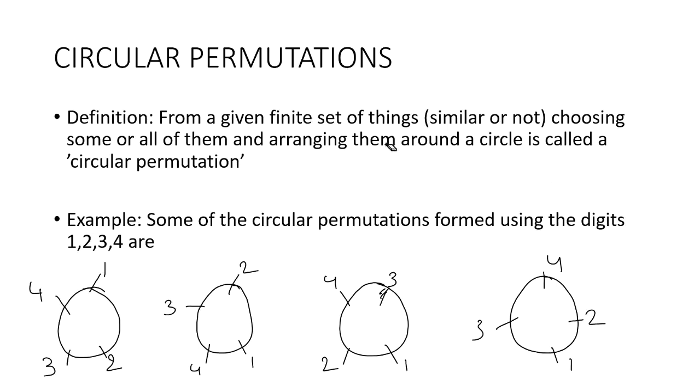In order to understand this one, we can look into this example. From the digits 1, 2, 3, 4, a few circular permutations are listed here. If I ask for linear permutations, then 1, 2, 3, 4 is a linear permutation, whereas this one is going to be a circular permutation. In a linear permutation, we arrange things in a row. In a circular permutation, we arrange things in a circle.